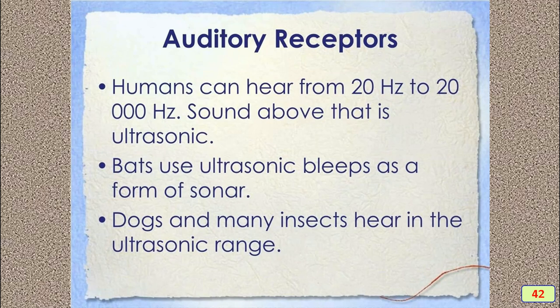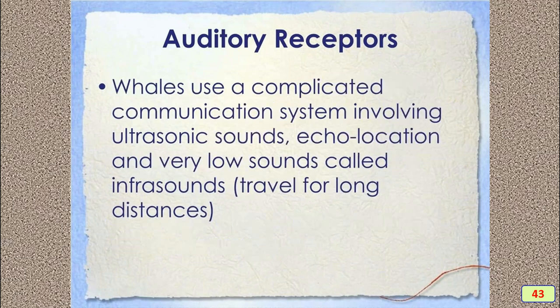And humans can hear from 20 hertz to 20,000 hertz. But sound above this is ultrasonic and they cannot hear it. So the bats use ultrasonic bleeps as a form of sonar. And dogs and many insects hear in the ultrasonic range. And auditory receptors are used in a communication system involving ultrasonic sounds and echolocation, and very low sounds called infrasounds, which travel a longer distance.